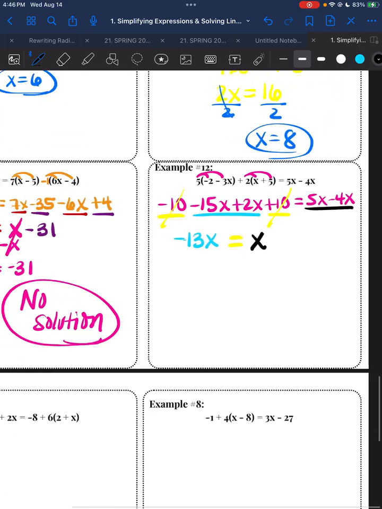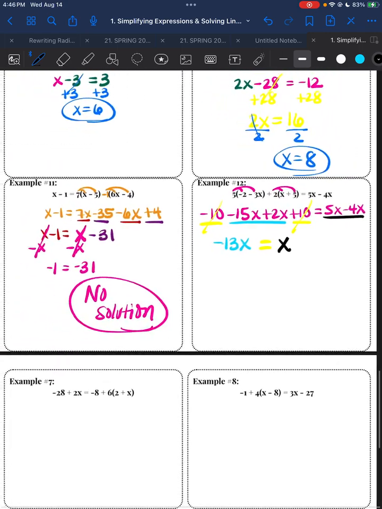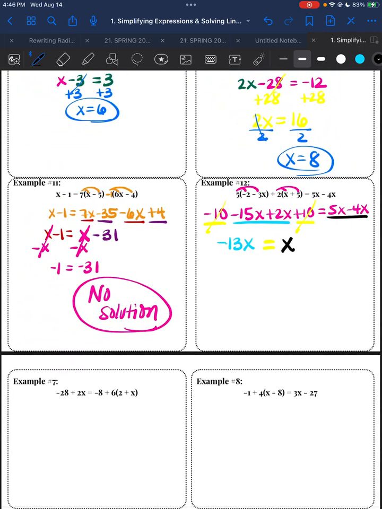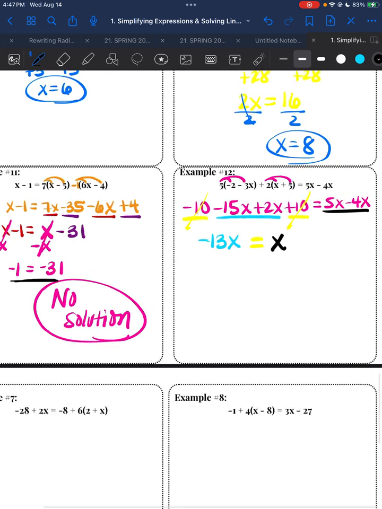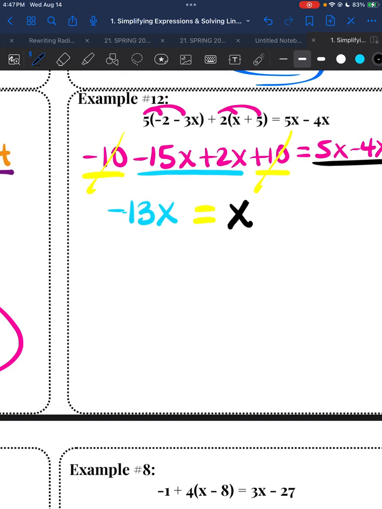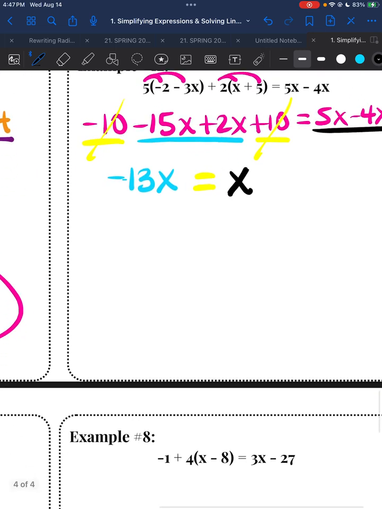So this is similar to the previous one because, well, that one it was numbers. This one is variable, so you're not done. You cannot say no solution with this. Choose one of the two and move it. So I'm going to just do plus 13x. You could have done minus 1x if you wanted to.